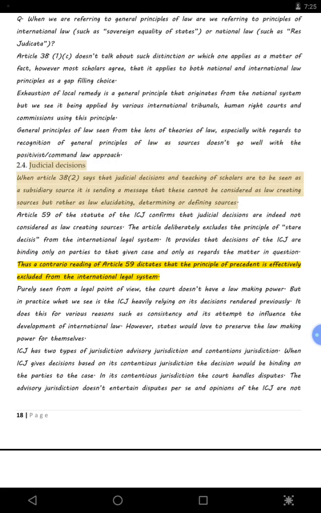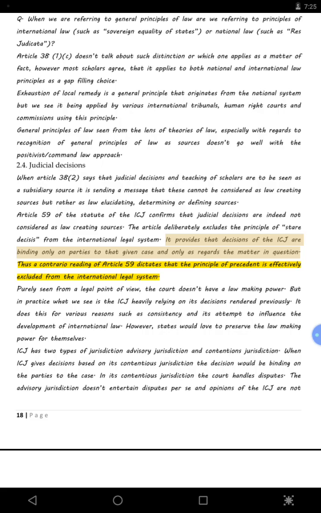2.4. Judicial decisions. When Article 38(2) says that judicial decisions and teaching of scholars are to be seen as a subsidiary source, it is sending a message that these cannot be considered as law-creating sources but rather as law-elucidating, determining or defining sources. Article 59 of the Statute of the ICJ confirms that judicial decisions are indeed not considered as law-creating sources. The article deliberately excludes the principle of stare decisis from the international legal system.